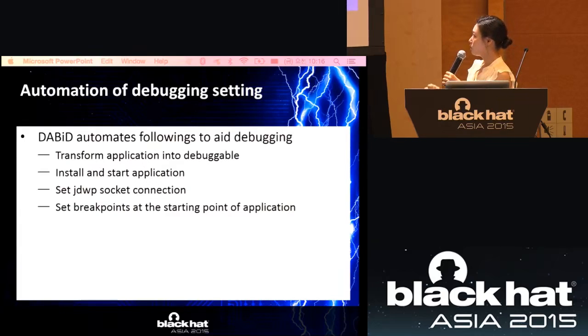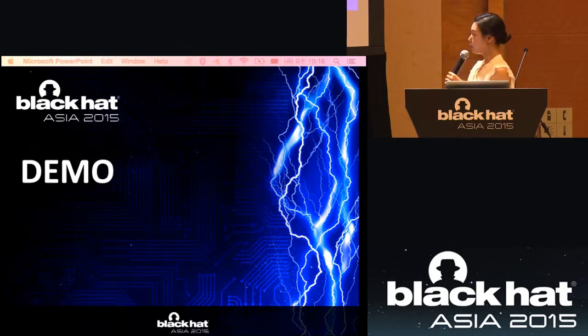And also we set the JDWP socket connection automatically. And also we set breakpoints at the starting point of the application, and the application is waiting for our debugger to be debugged. So using our debugger, we can debug from the start point of the application. Now we will show you our work demonstration, and this will be conducted by Jinhyuk Jung.